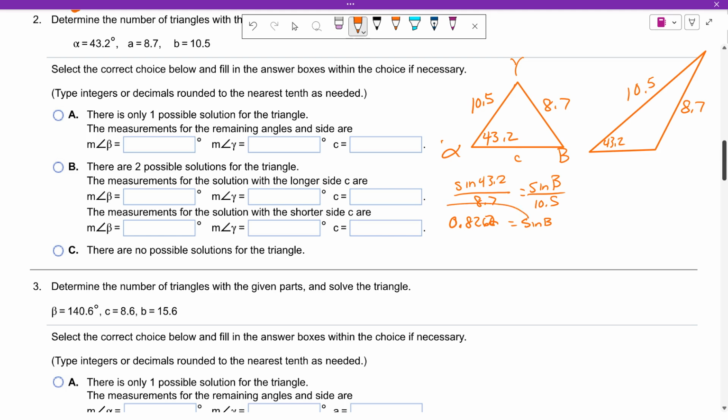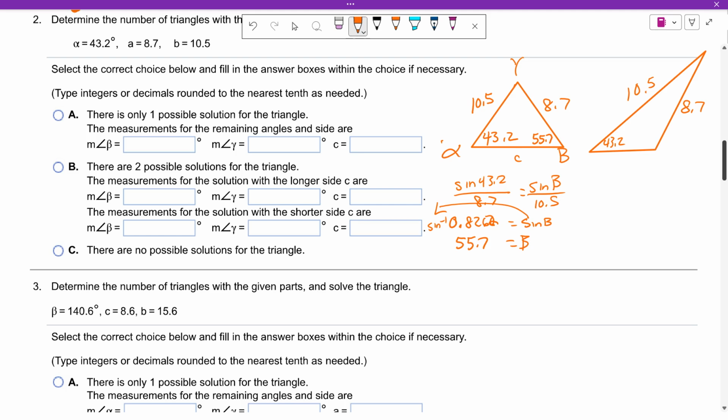And then we move the sine to the other side, so it's the inverse sine of the answer. How big is angle B? 55.7. Or is it 55.7? Dun, dun, dun. This is the ambiguous case.